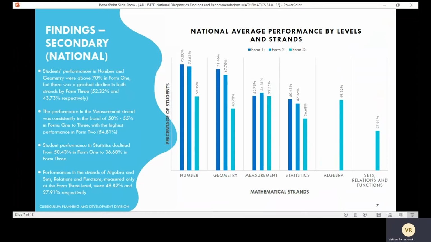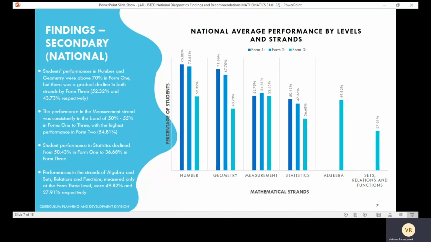The performance in the measurement strand was consistently in the band of 50% to 55% in Forms 1 to 3, with the highest performance in Form 2. Student performance in statistics declined from 50.43% in Form 1 to 36.68% in Form 3.